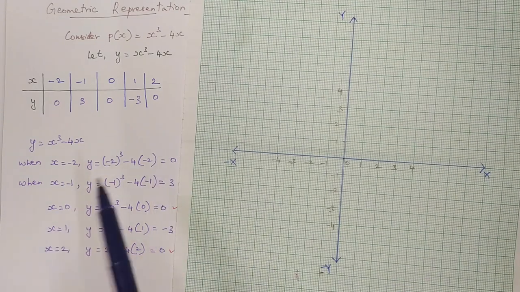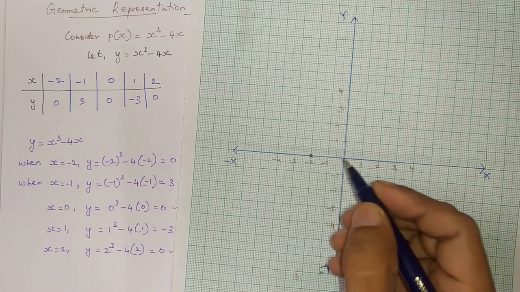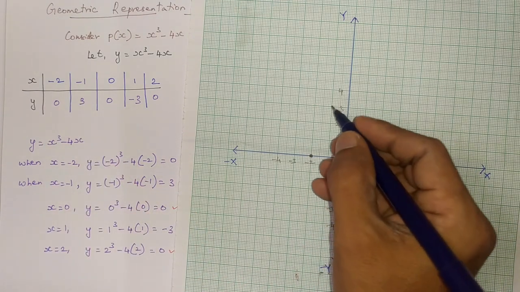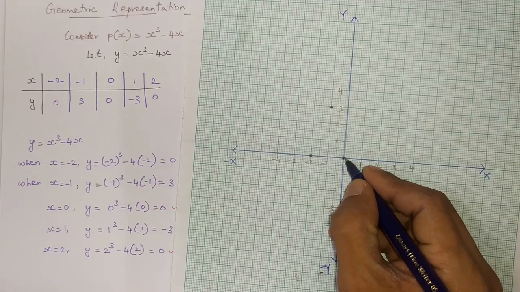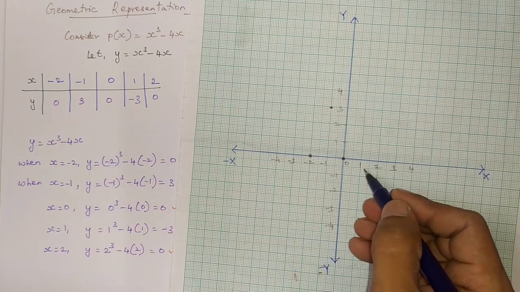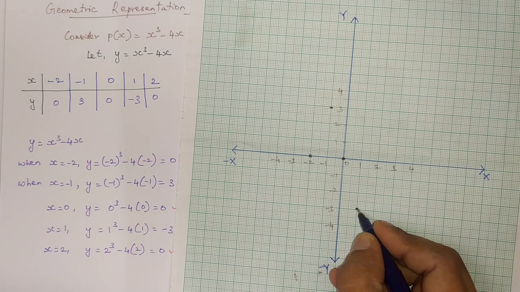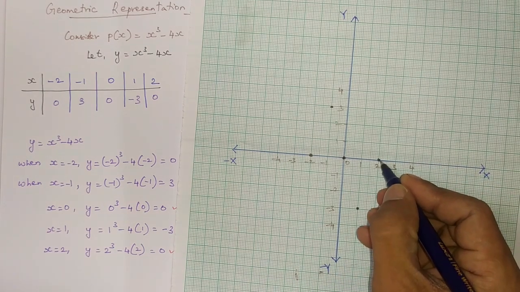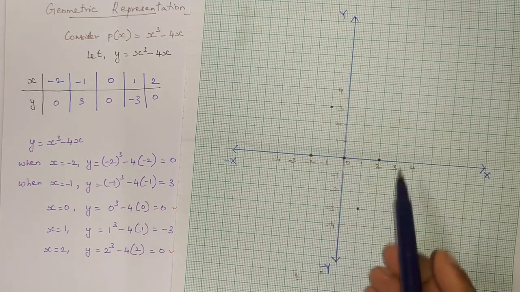So the first point is minus 2 comma 0. The second point is minus 1 comma 3. This is the second point. The third one is 0 comma 0. The fourth one is 1 comma minus 3. So this one. The final point is 2 comma 0. So these are the points which we have.